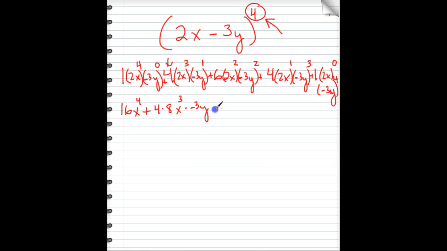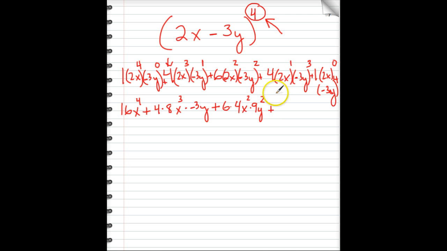Okay? Next, we have a 6 times 2x squared. The quantity 2x squared, forgive me, is 4x squared. And then negative 3y squared, well, that means negative 3y times itself, which is positive 9y squared.